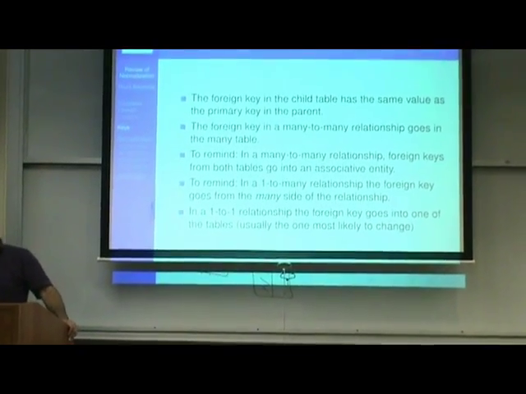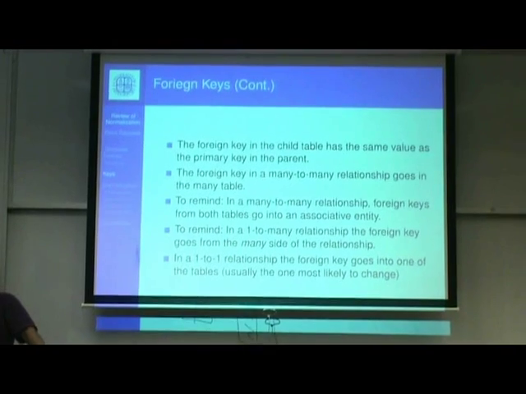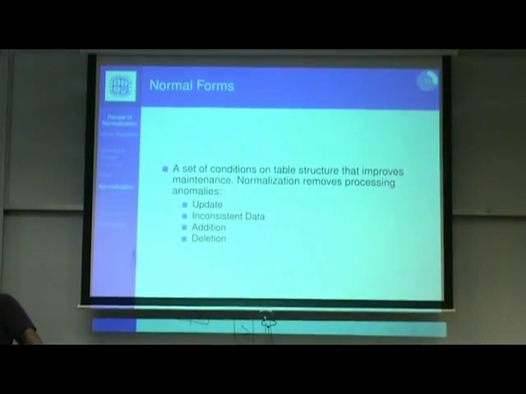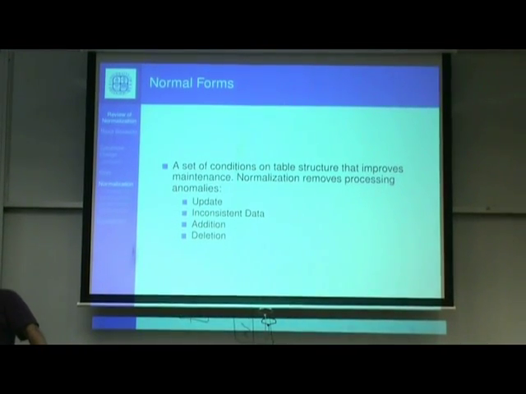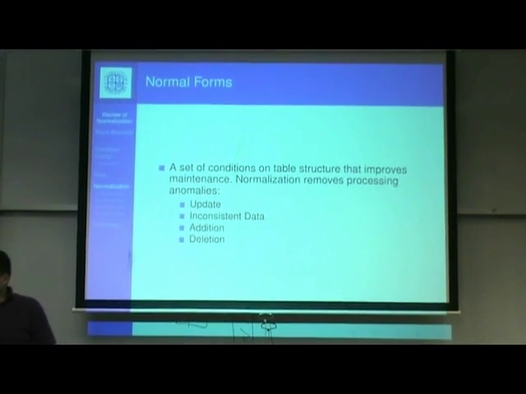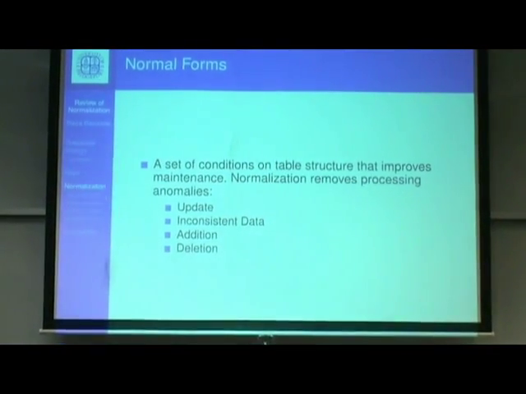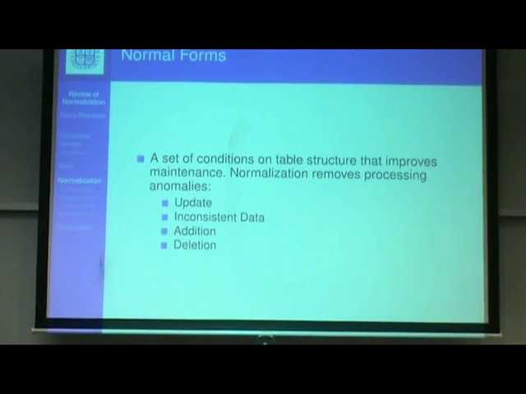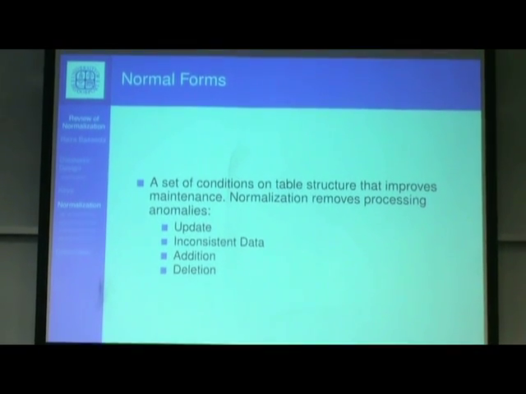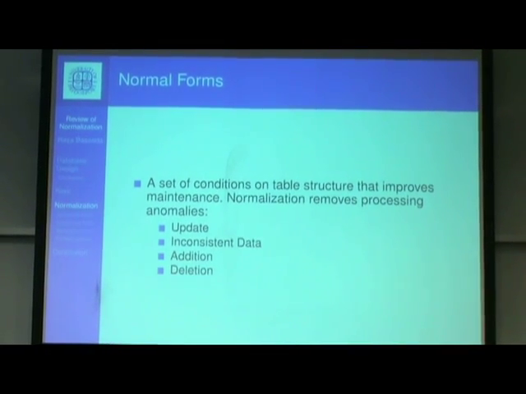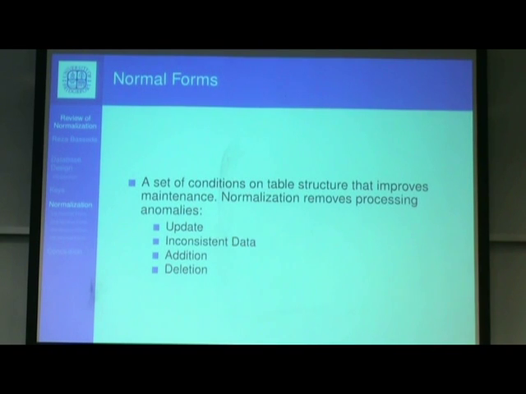In the one-to-one relationship, again, foreign keys go from one table to another table. So normal forms are a set of conditions required on tables to improve maintenance. Basically, normal forms remove processing anomalies for update.